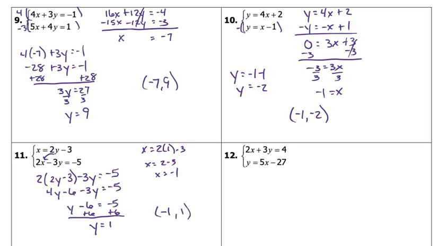12, much like 11. Except instead of knowing what x is, I just know what y is. So I'm going to put this exactly where the y is, rewrite this problem. So 2x plus 3 in parentheses, 5x minus 27 equals 4. We're going to start with distribution. So the 2x drops down. 3 times 5x is 15x. 3 times negative 27, negative 81 equals 4.